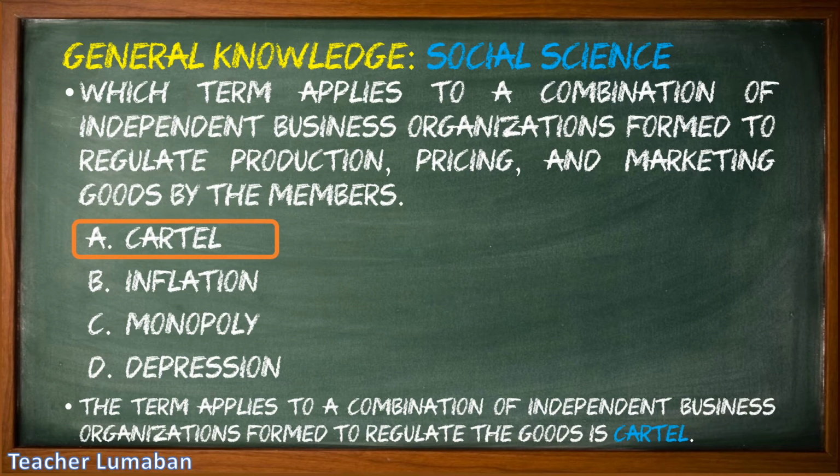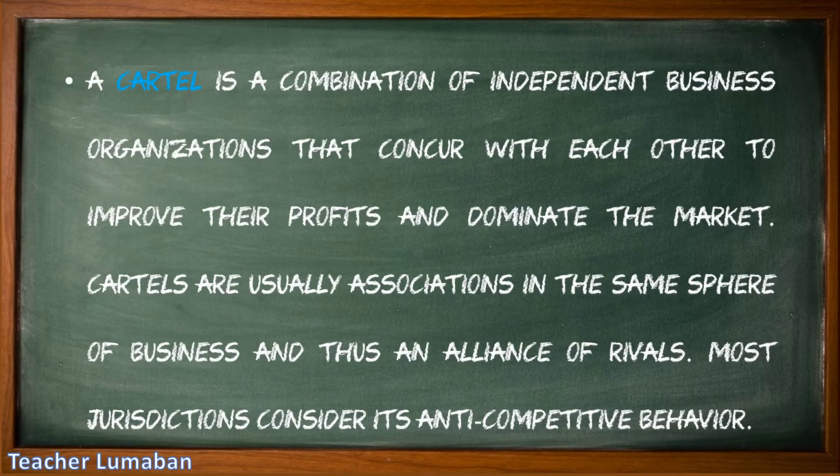The term that applies to a combination of independent business organizations formed to regulate the goods is cartel. A cartel is a combination of independent business organizations that concur with each other to improve their profits and dominate the market. Cartels are usually associations in the same sphere of business and thus an alliance of rivals. Most jurisdictions consider it anti-competitive behavior.